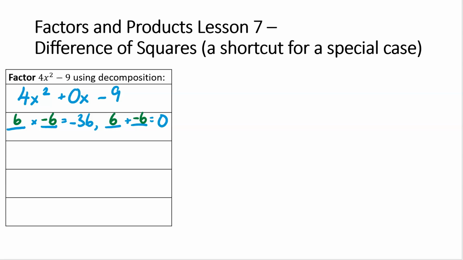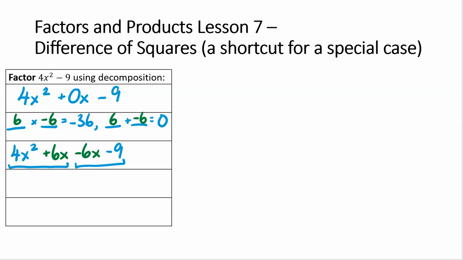And what do we do with those two numbers? We use them to rewrite the middle term in the original expression. So we'd have 4x squared plus 6x minus 6x minus 9. From this point, we look at two pairs of binomials and factor the greatest common factor of each.